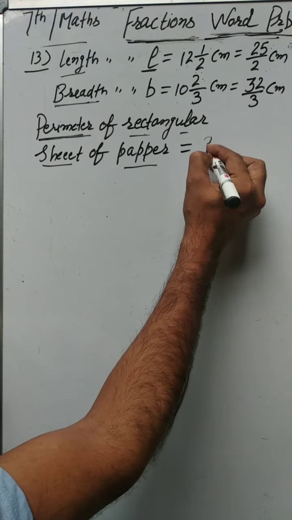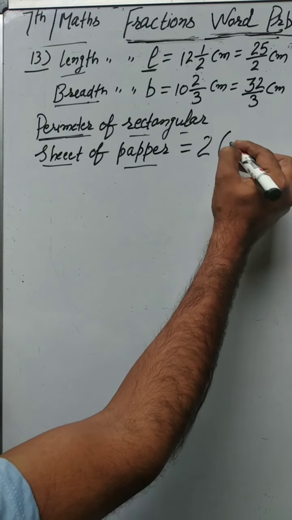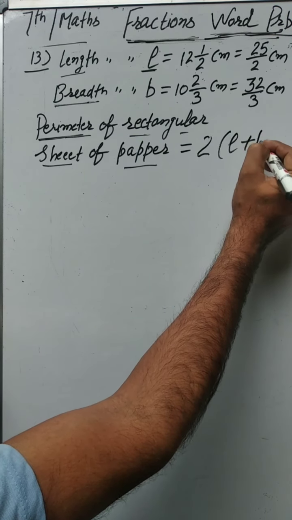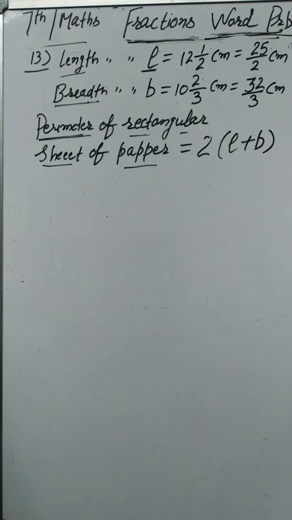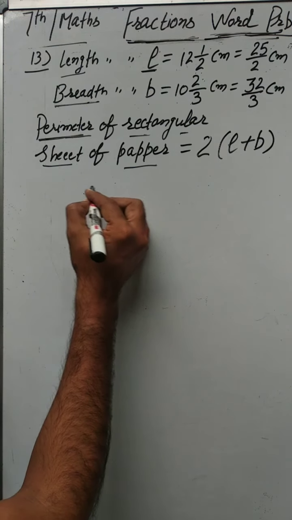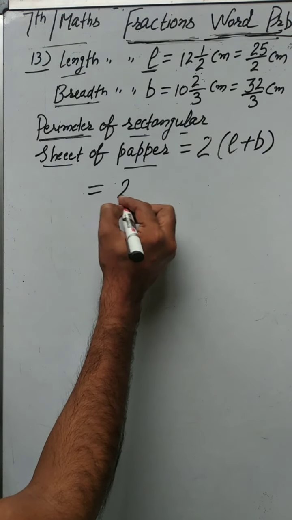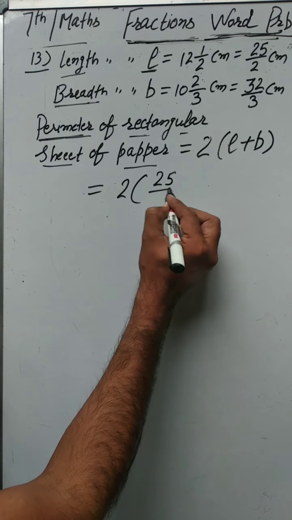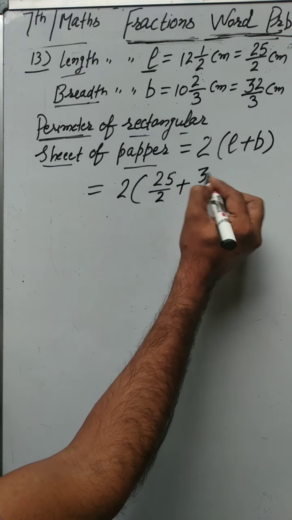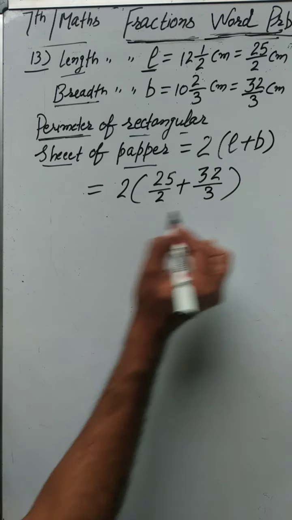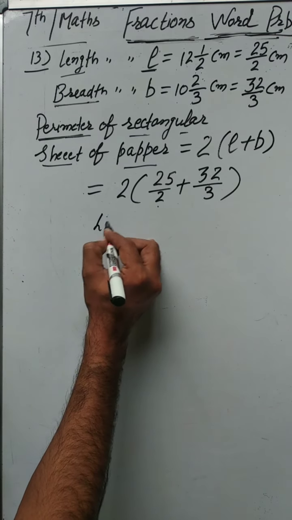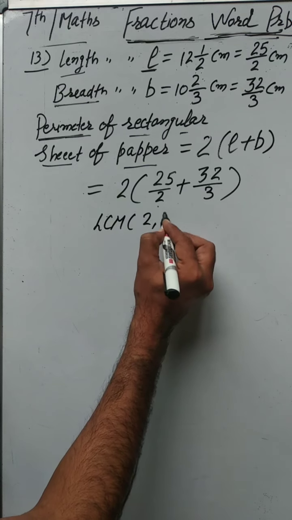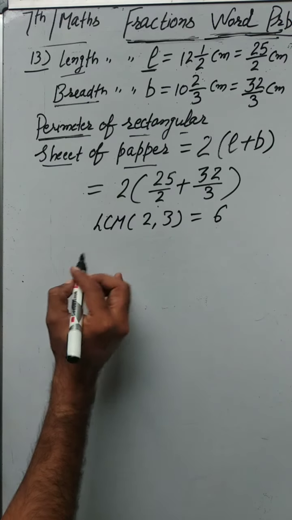The formula to find the perimeter of a rectangle is 2 multiplied by L plus B. Perimeter of a rectangle is 2 of L plus B. Understood, beta? Now fill in the values of length and breadth. Length is 25/2 and breadth is, beta, 32/3. Now take the LCM of the denominators. LCM of 2 and 3, beta, is equal to 6.